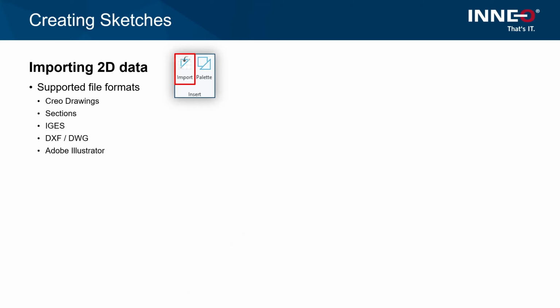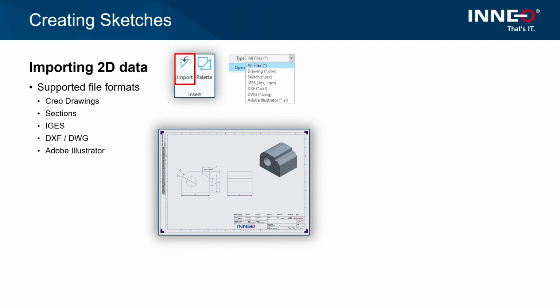So supported file formats that you can load into Creo. These are items on the left. So it's a basic Creo drawing. You can take any existing Creo data and load that into your sketch. It can be section files, so previously saved sketches. You can load in IGES files to use that as a reference to create sketches, DXF or DWG, or also Adobe Illustrator files. And for the Adobe files, it has to be vector files that you can then load into your sketch.